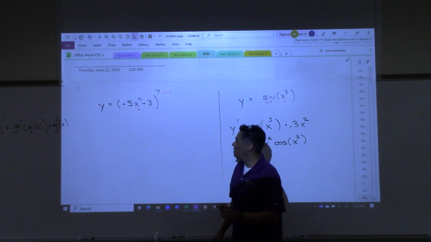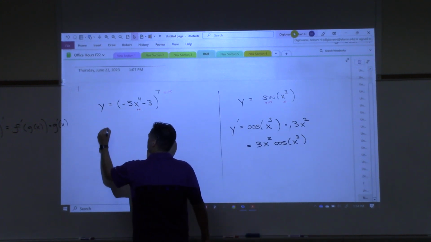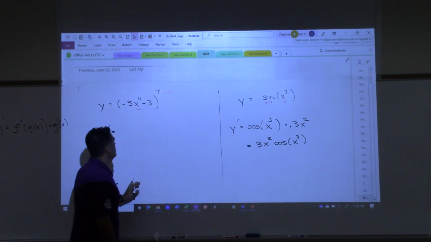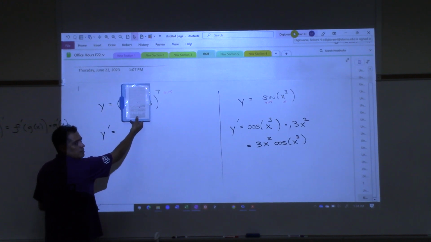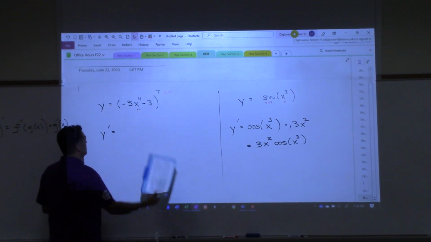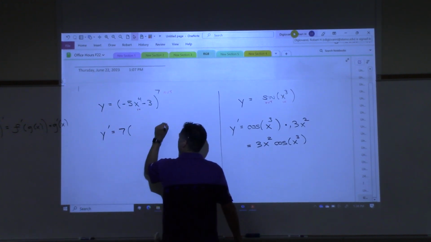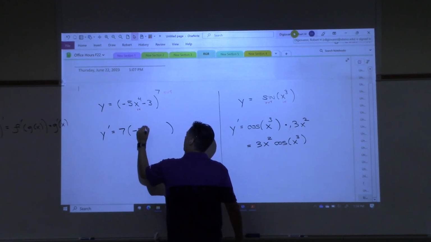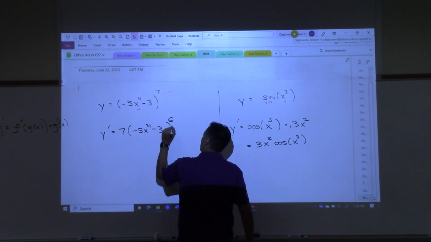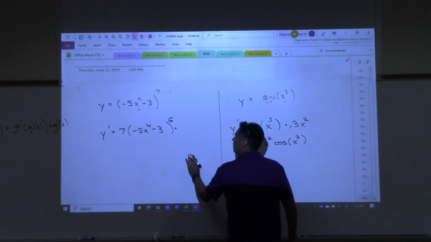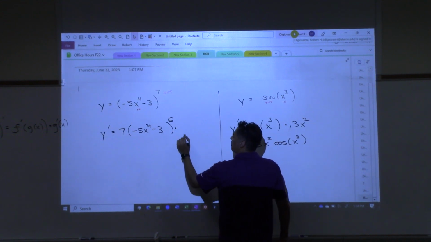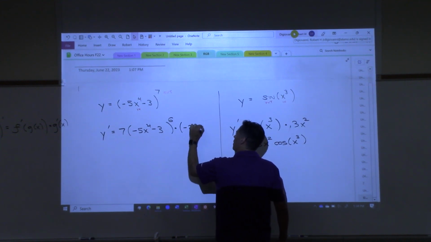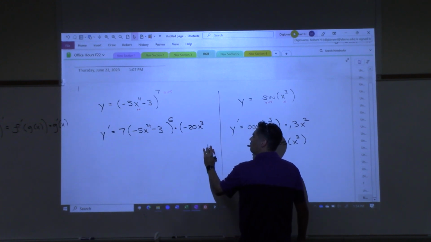Okay. Grant, I think I just gave it away, right? So we start out, we got this, right? So the derivative of that would be? And then continue, chain rule. Negative 20x cubed, and that's it, right?